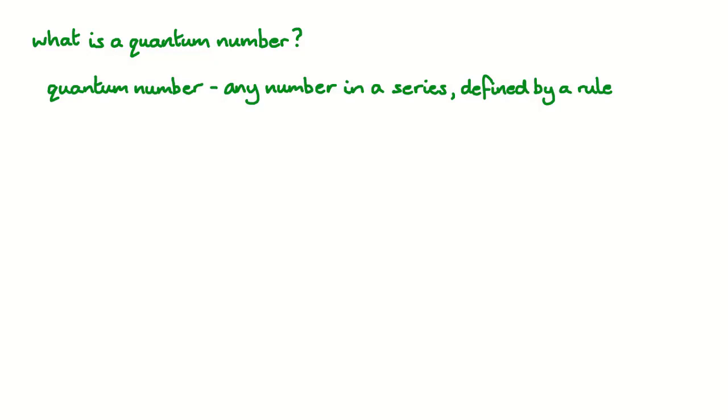On the surface, a quantum number is simply any number in a series of numbers that are all defined by the same rule. For instance, the positive integers are all round counting numbers, like 1, 2, 3, 4, and so on. But the numbers in between, like 2.5 and pi, are not positive integers, so they're not quantum numbers within this rule. We can also think of quantum numbers as quantized numbers.